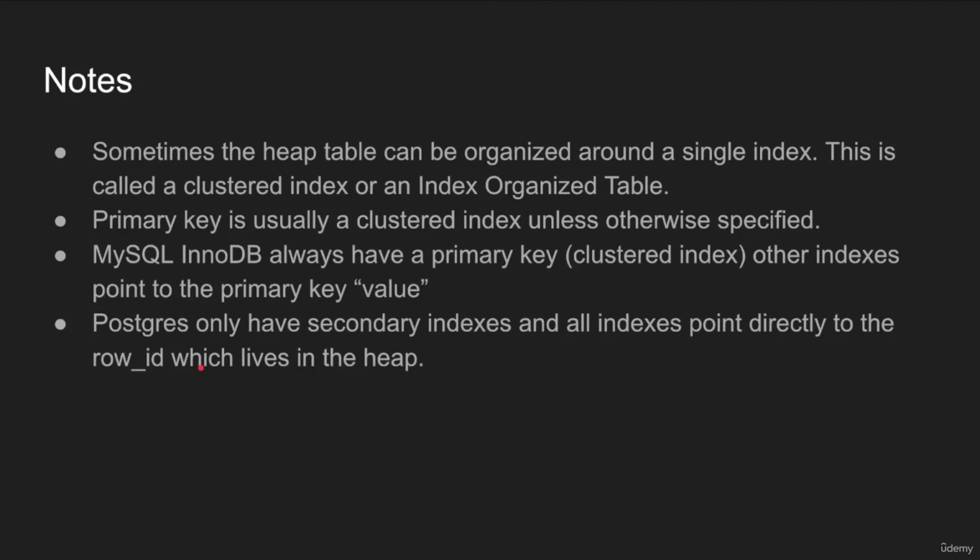So this is different than the primary key, right? In case you have a primary key with a clustered index, the primary key itself is almost like a user-defined field, right? But any other index will point to the primary key here. But in Postgres, everything is a secondary index. We have this row ID, which is a system-maintained field, that every index points to.